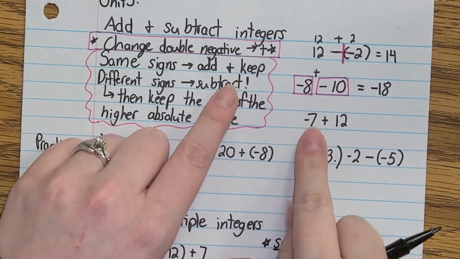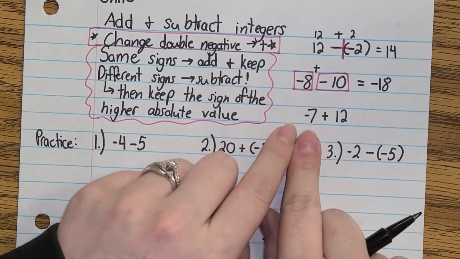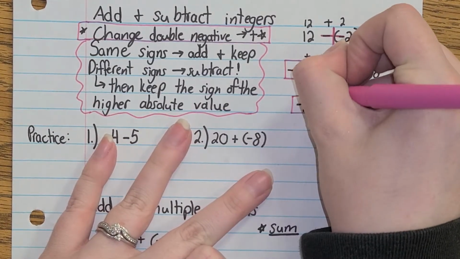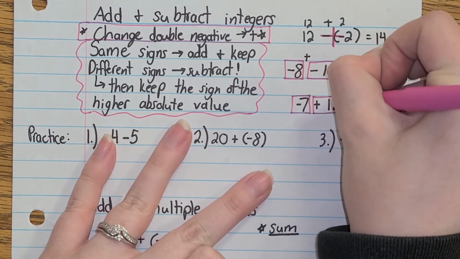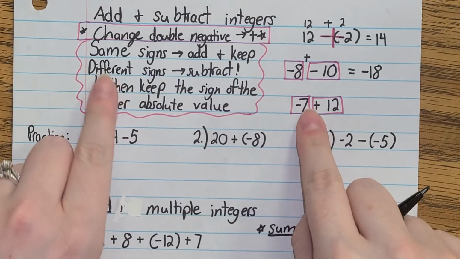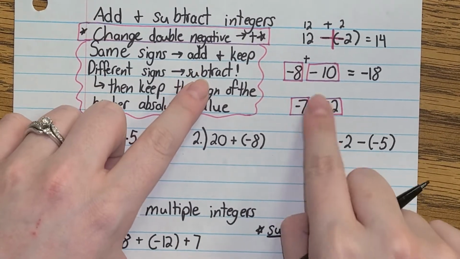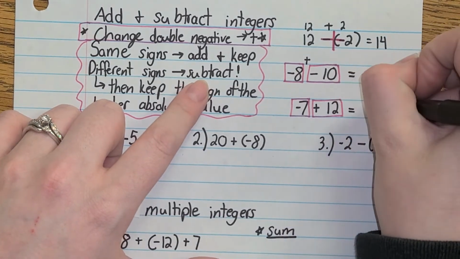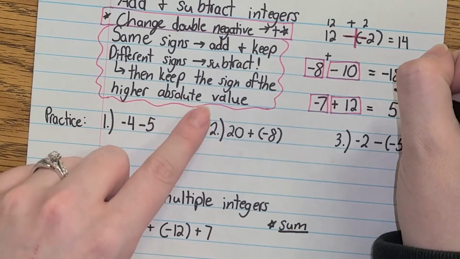All right. Last one, negative 7 plus 12. Box it. My negative stays. My plus is now positive 12. Okay, I have different signs. Different signs, subtract. What's the difference between 12 and 7? 12 minus 7 equals 5. Keep the sign of the higher absolute value.